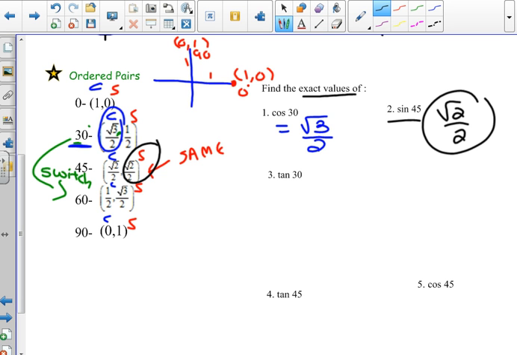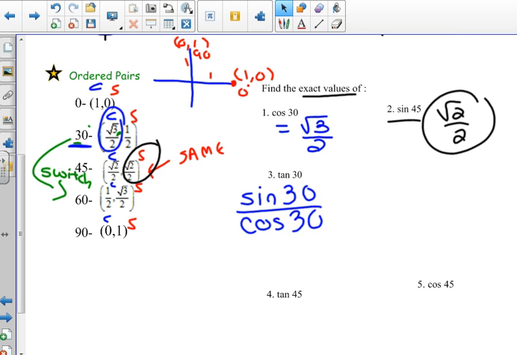Thomas, you had a great question. If we have tangent, though, we've got a little bit more work. What was tangent made up of? Sine over the cosine. Good. So we're going to take the sine of 30 over the cosine of 30. Because we're dealing with tan 30, we want to keep the degree the same. And then we're going to fill in what we know about these values.